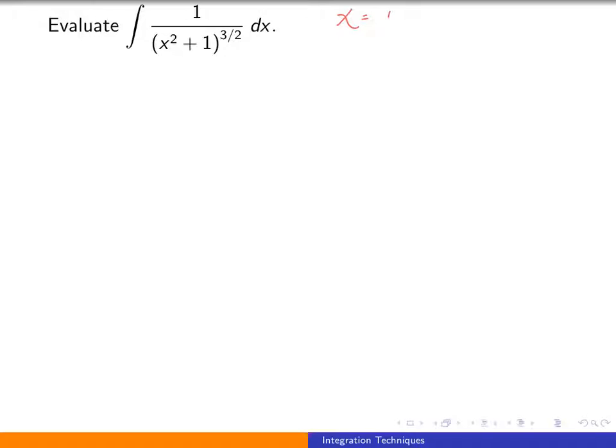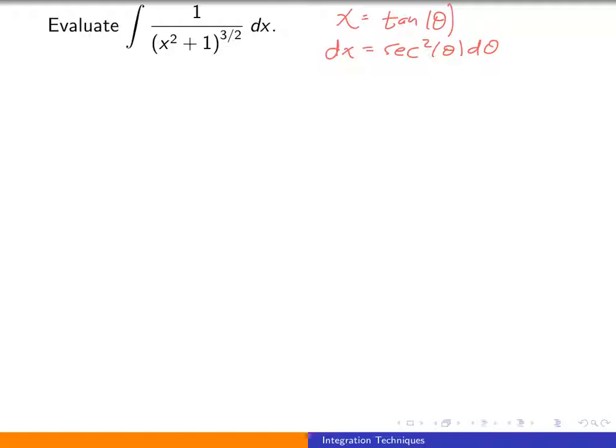is x equals tangent theta. And what we would like to do is plug this into our integrand to get an equivalent, hopefully easier to evaluate trigonometric integral in terms of theta. So we need to replace the dx. dx is secant squared theta d theta.